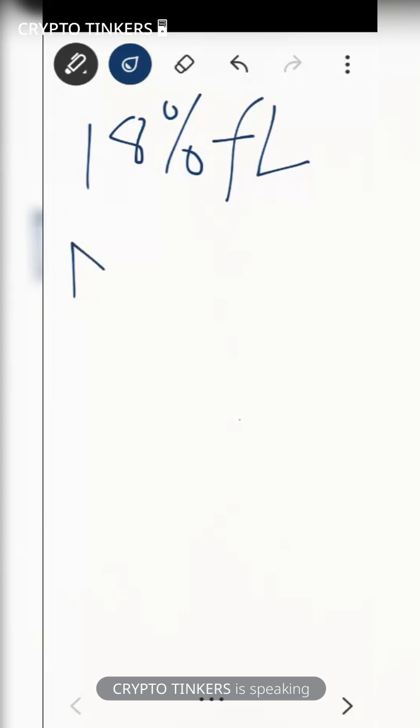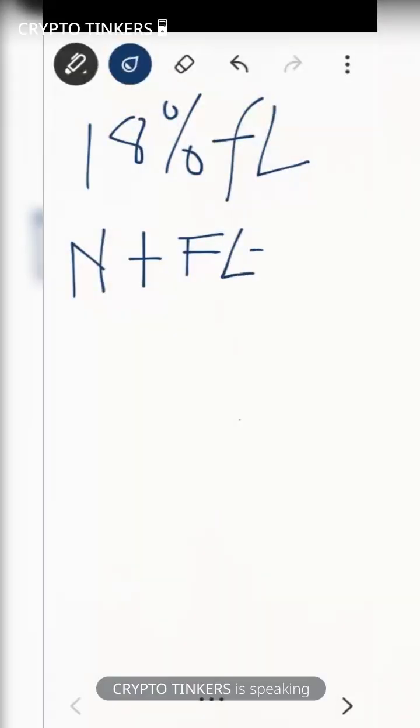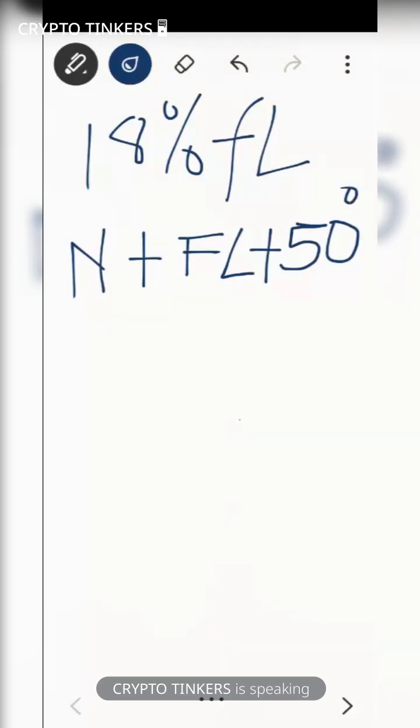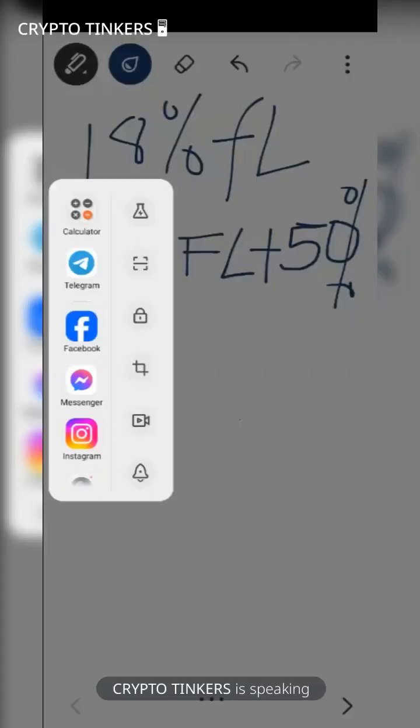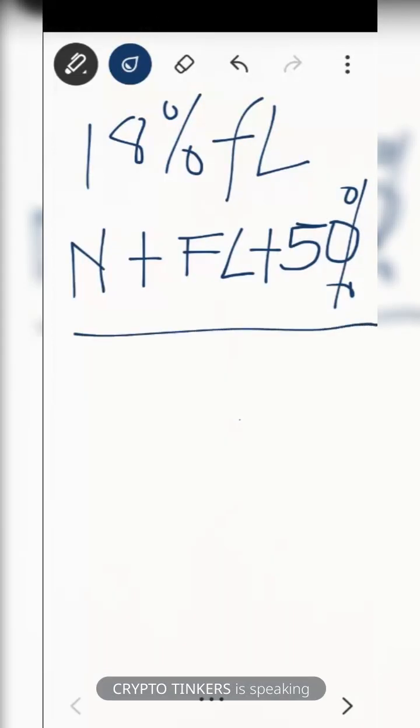So we have the coin, we sold it off and we got 18% floating loss on the coin. So what we do is we use N. N is constant. So N plus the floating loss number. Then Crypto Tinkers, we take 50% because by then maybe you'd have lost some floating profit or floating loss on it. So we put 50% TP over there. So this is the first step. So just get this formula down in your book.